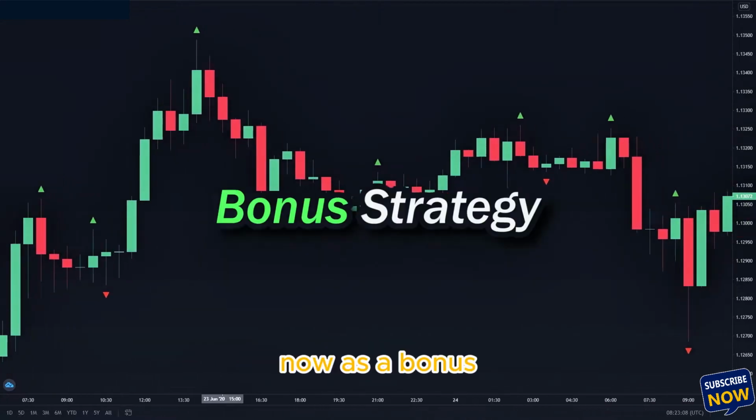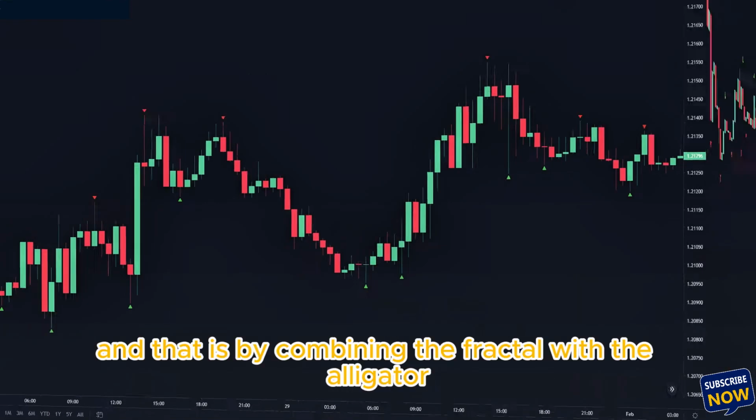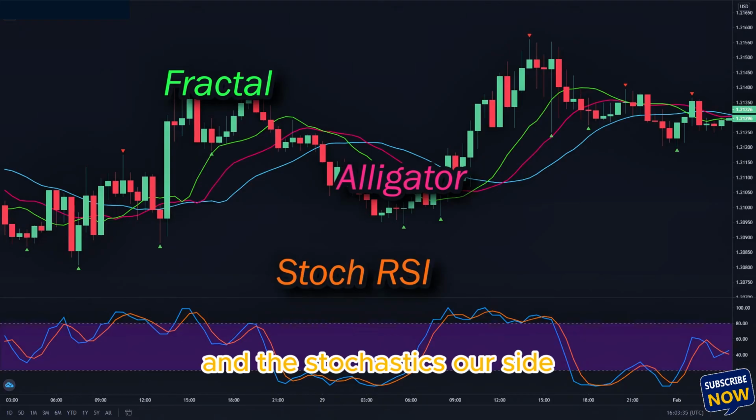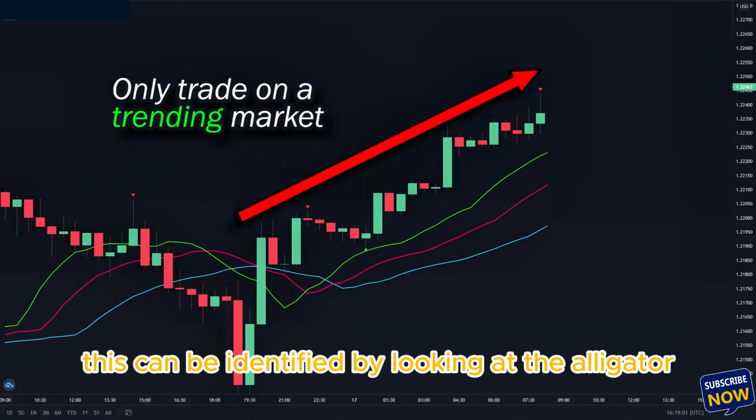Now, as a bonus, I'm going to show you another way of trading the fractal. And that is by combining the fractal with the alligator and the stochastics RSI. So this is how the strategy works. First, we only want to trade on a trending market. This can be identified by looking at the alligator.